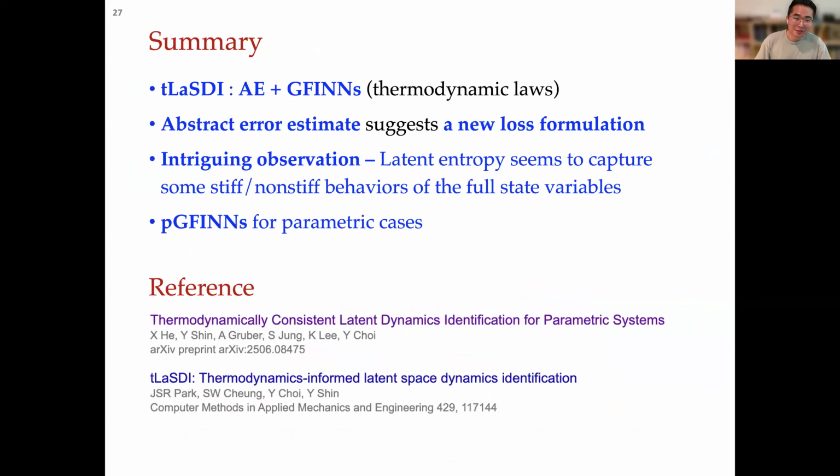Then that's it. The summary is the tLaSDI autoencoder plus GFINs. The loss function comes from an abstract error estimate, and we found some intriguing observation that the entropy production rate has some correlation with the full state behavior. So these are the references, and I'm happy to take any questions.